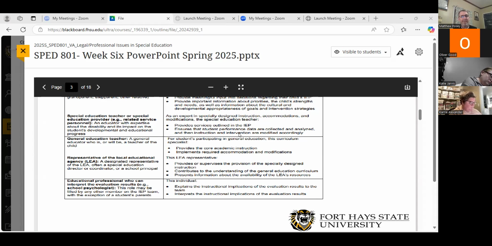Next one is general ed teacher, and so this could be more than one. Sometimes you will see that representative from the LEA. Usually, that's going to be your special ed director, coordinator, or building level principal. Basically, they are the ones that make sure core academic instruction is being provided, and that the accommodations and modifications are implemented. The LEA rep basically will supervise, make sure that the program is being implemented, contribute to the understanding of general ed curriculum, and also present information about what resources are available through the LEA.